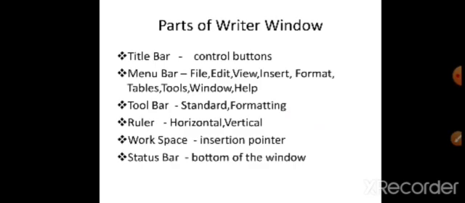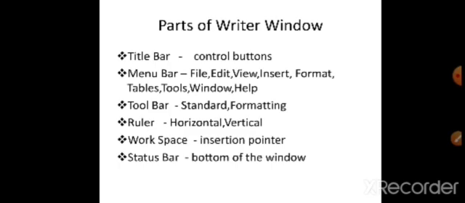The last red color button is called the close button. So what is the use of the red color close button? It is used to exit or quit the OpenOffice Writer.